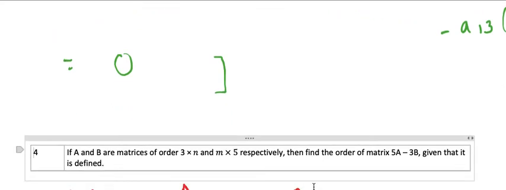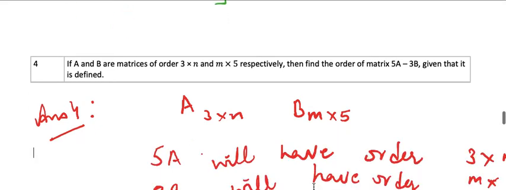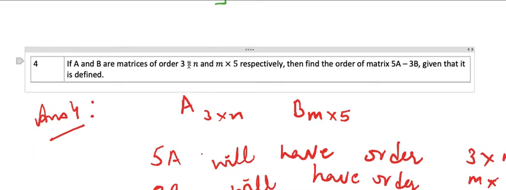Now the fourth one, it is a very simple and a tricky question. If A and B are matrices of order 3 cross n and m cross 5 respectively, we know 3 is the number of rows, n is the number of columns. Similarly here, and this is called order. Now I have to find the order of 5A minus 3B. Always for matrix addition and matrix subtraction, the order of the matrices is the same. Order of 5A and 3B should be same.